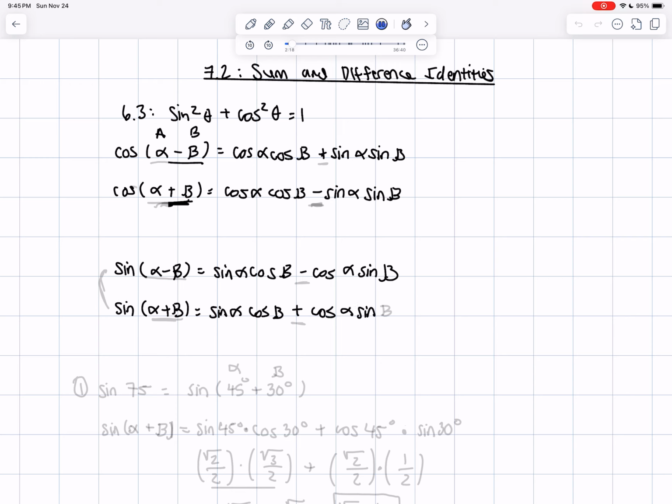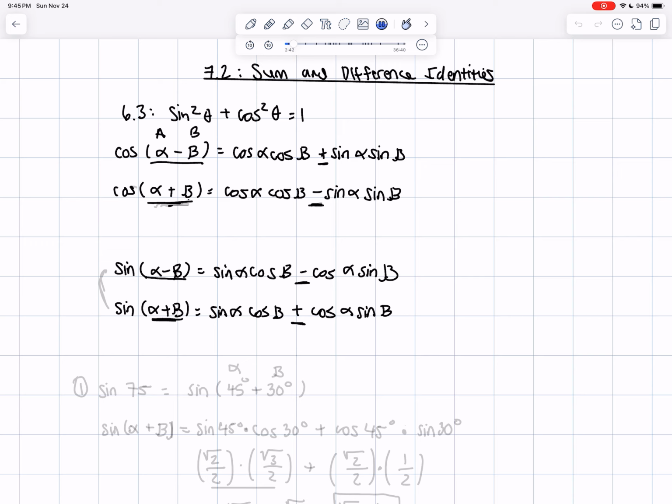So the difference between the two of them is, if you notice, sine keeps the same sign. So if you have minus here, you're going to have minus in the equation. If you have plus here, you're going to have plus in the equation. Now for cosine, you have the opposite. So if you have minus, you're going to have plus in the equation. And if you have plus, you're going to have minus in the equation.